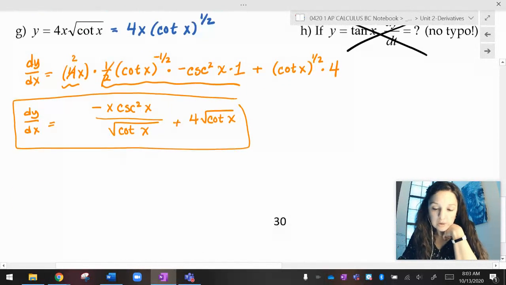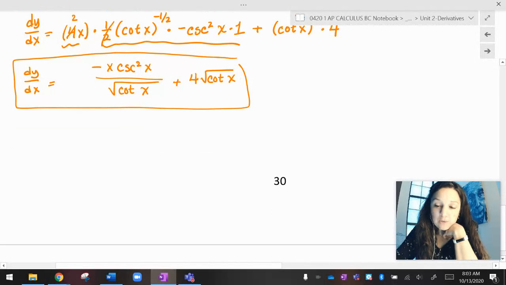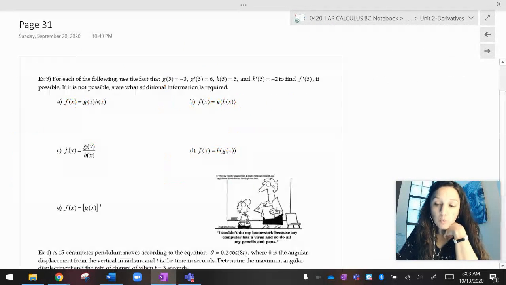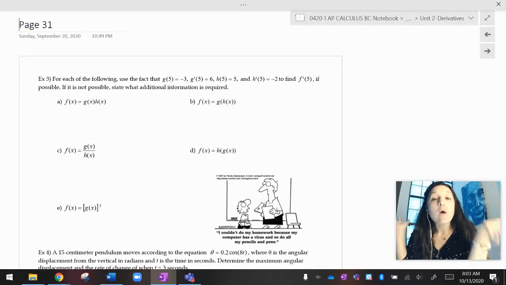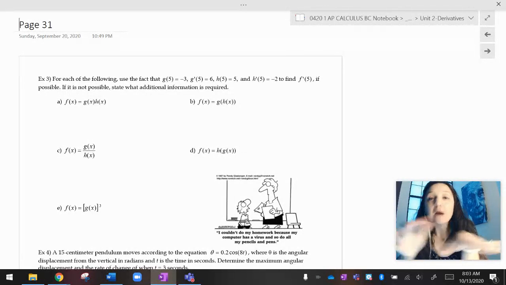Okie dokie. So there is the chain rule, part 1. When we get into part 2, I'm going to talk about the chain rule in function notation. So for part 1, you get just a god-awful joke.